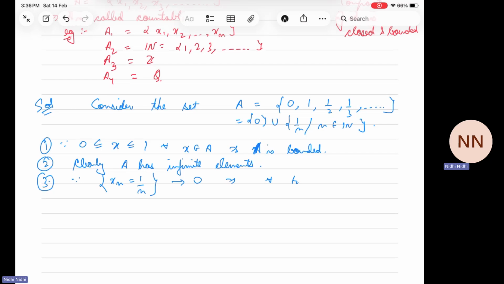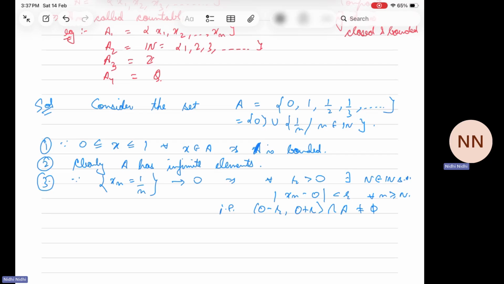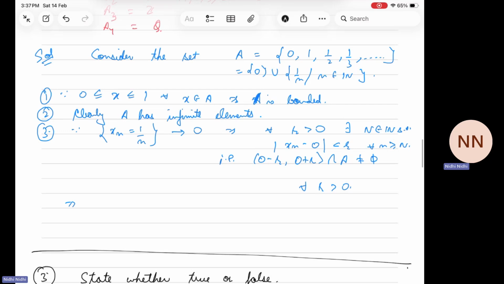This implies for every r positive, there exists some capital N in N such that mod xn minus 0 is less than r, for every n greater than or equal to N. That means (0 minus r, 0 plus r) intersection A is non-empty. And this happens for every r positive. That means 0 is a limit point of A. In fact, this is the only limit point.